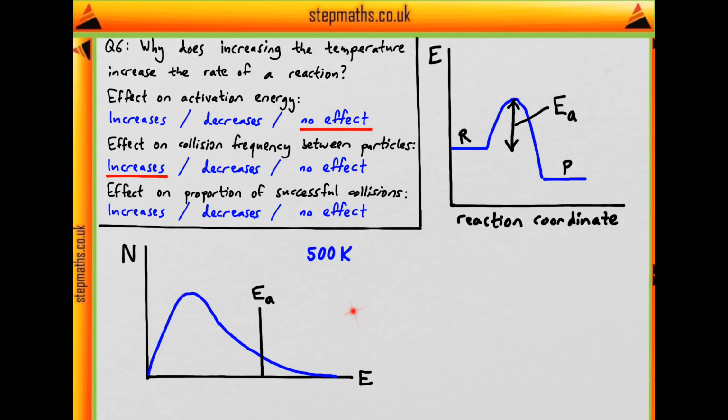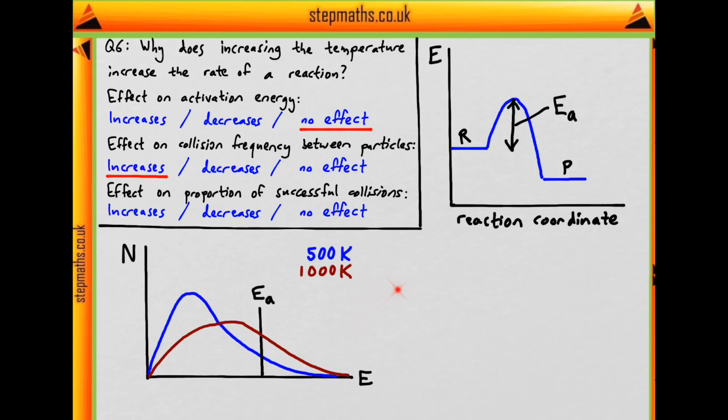Now, how does this look if we add another line at a higher temperature? So we know it gets broader and the peak goes down, but the maximum moves to a higher energy. And notice the more particles, this is the number of particles, have the activation energy required at the higher temperature than the lower temperature.